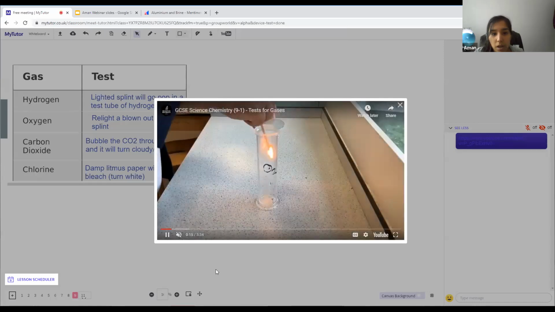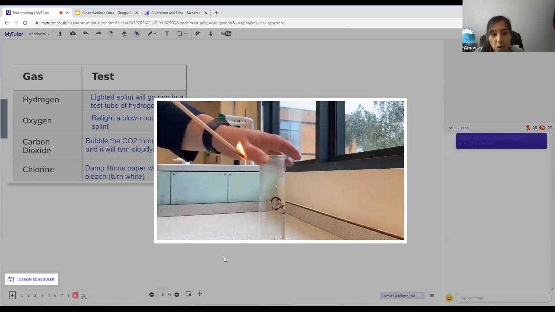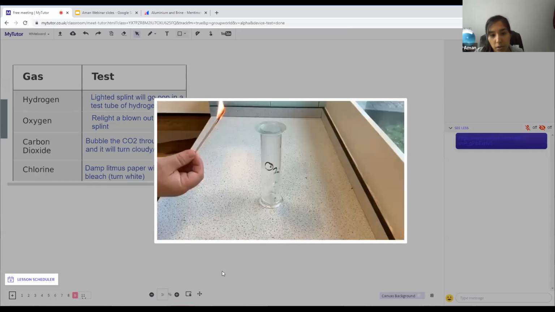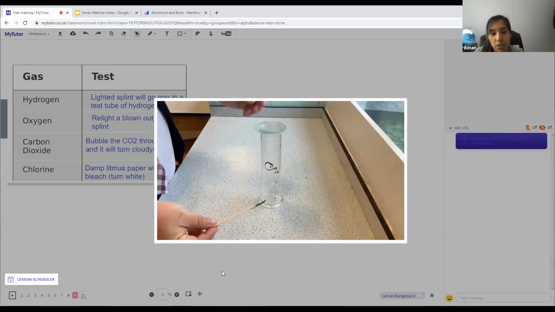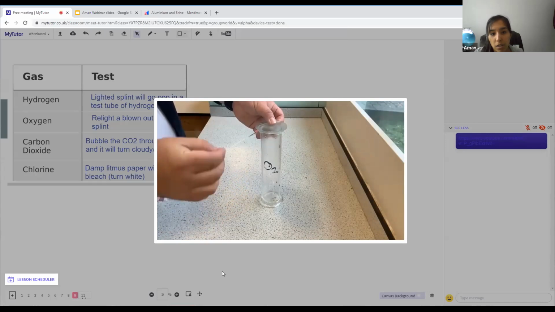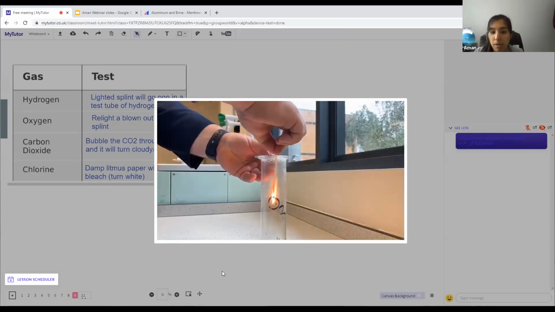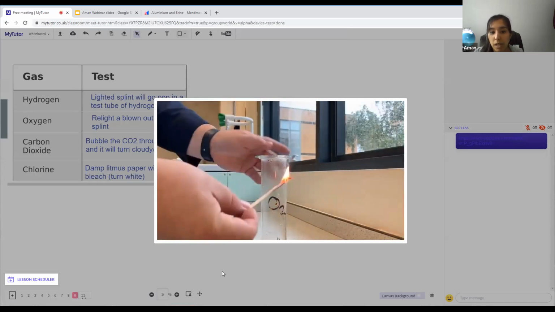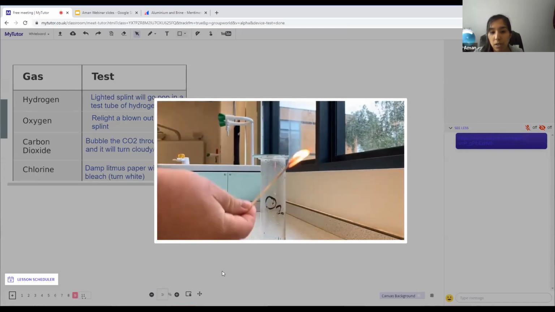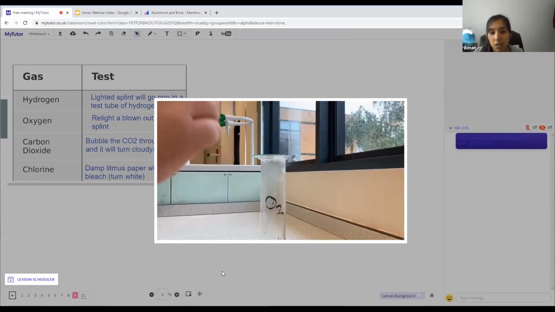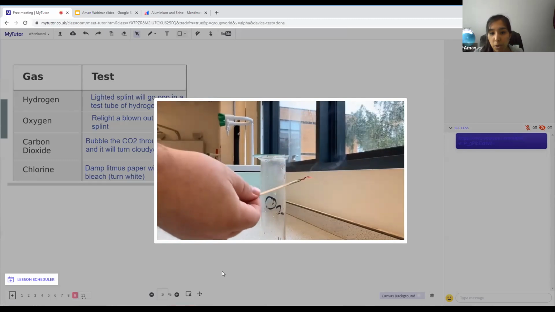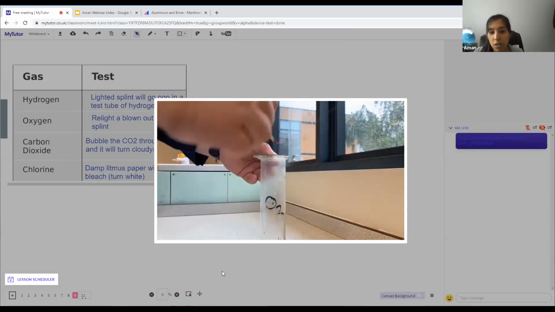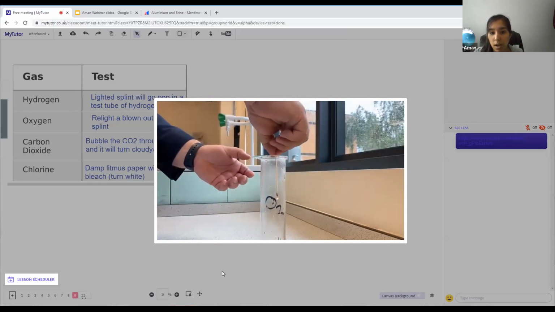Okay, so we're testing gases. This is the oxygen test. He'll do it again in just a second. So he's blowing it out there, so you can see it's blown out. He's going to put it into the oxygen and there you go, you can see it's been relit. That's the test for oxygen. You blow out your splint, you'll still have red embers there. You can see the red embers, but it's blown out, and then you put it inside a beaker of oxygen and it will relight.